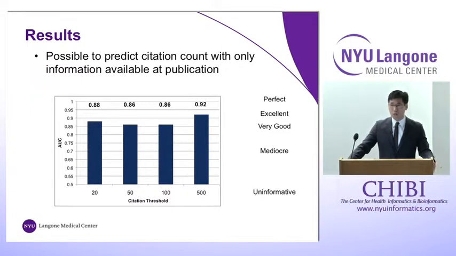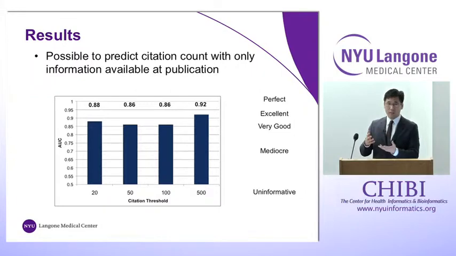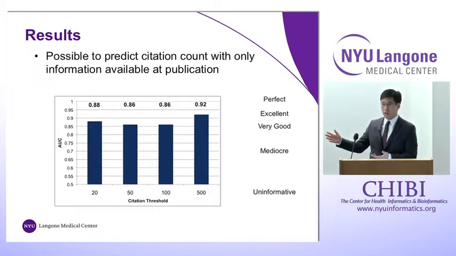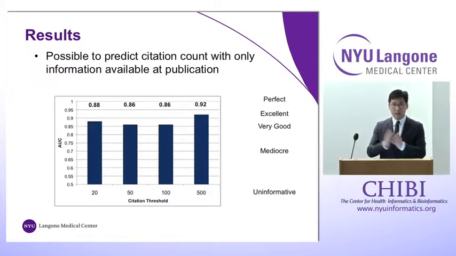Now this result was very, very exciting because when I first performed this work, a lot of the other methods used short-term information, meaning they waited a couple months after an article was published and used that information to predict the long-term citation count. So obviously, it's a much more difficult task if you predict before you have any information after publication.